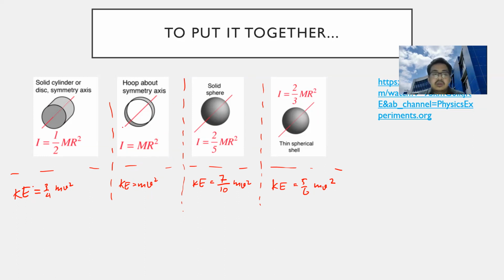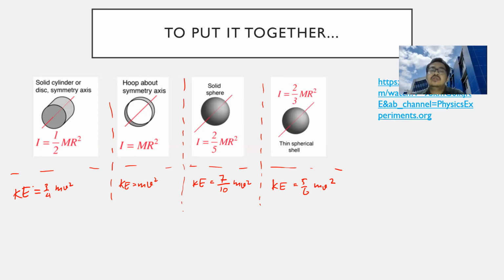Okay, let me repeat. So if all the objects have the same mass and the same radius and are rolling at the same translational or linear velocity, hoop will always have the highest kinetic energy, followed by the kinetic energy of the thin spherical shell, and then the solid cylinder, and then followed by the solid sphere.